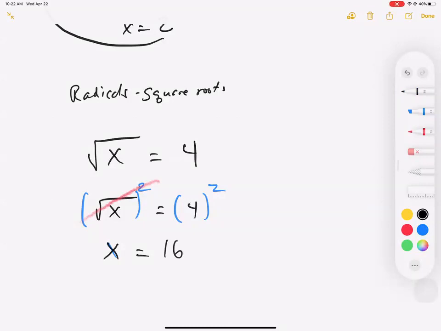Let's see if that worked. If I took the square root of x, which is now going to be 16, is that equal to 4? Square root of 16 is 4. That's our answer.